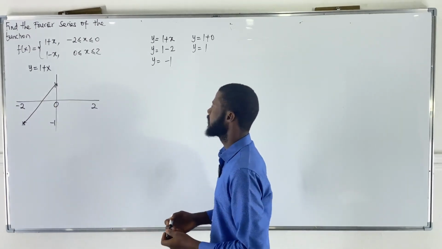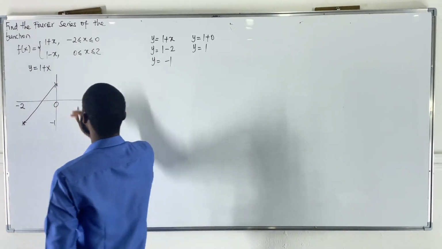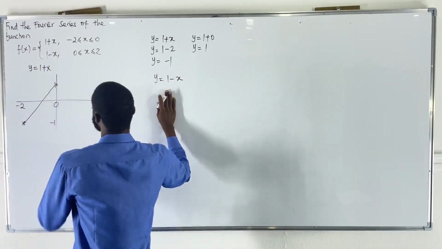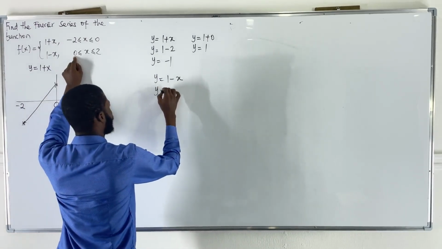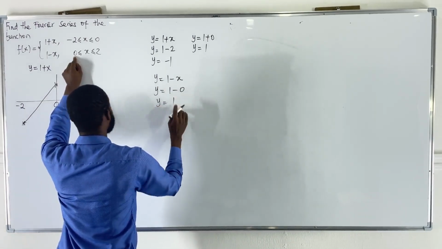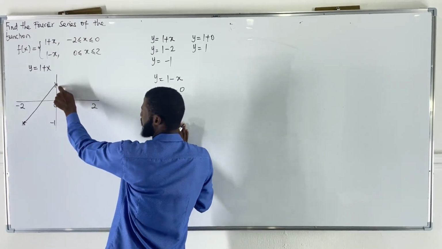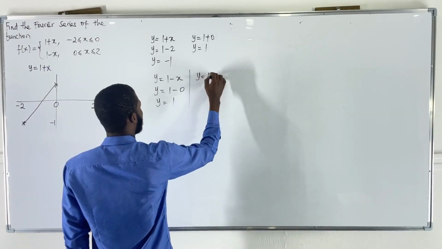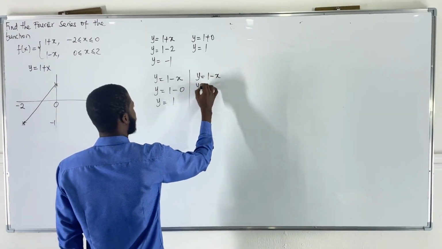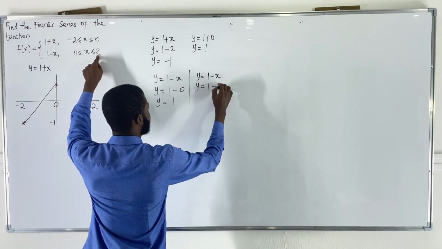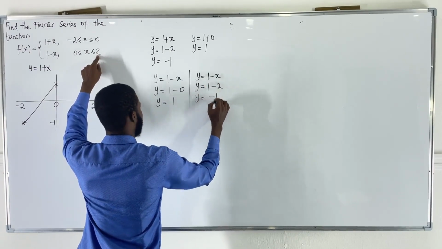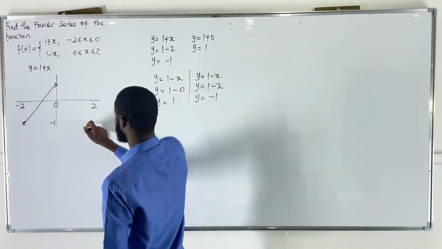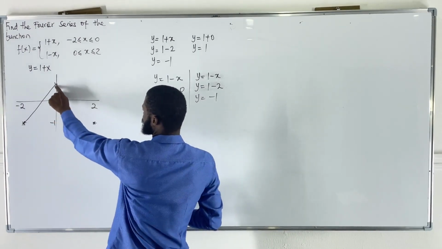Let's move on to the next. For the next one, we have y equal to 1 minus x. When x is 0, y is equal to 1 minus 0, so y is equal to 1, which is still the same point that we have here. Next, the value of x will now be 2, so this is 1 minus 2, so y will then become minus 1. So this is 2 and this is minus 1, and these two will then connect.